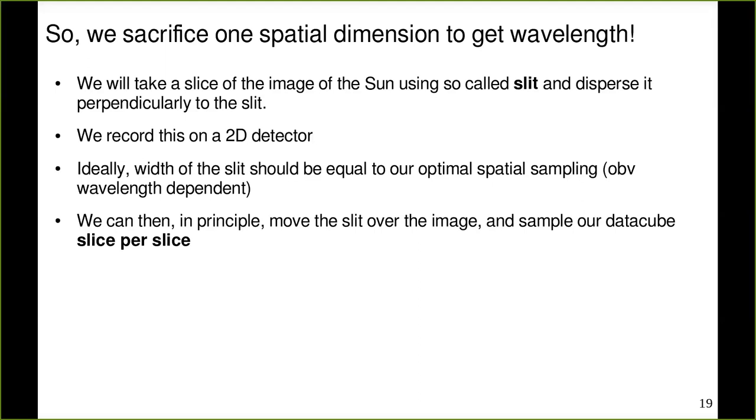So we take a slice of the image along this slit, and we disperse it perpendicularly to the slit, and then of course we have to record it on our 2D detector. That was the primary reason that we can only record the images. And basically, ideally, the width of your slit should be identical to your spatial sampling, right? Which is now wavelength dependent, because we have learned before that our spatial resolution depends on the wavelength. For the blue wavelengths, it's better. For the red wavelengths, it's worse. And then we choose our spatial sampling as two times that, et cetera.